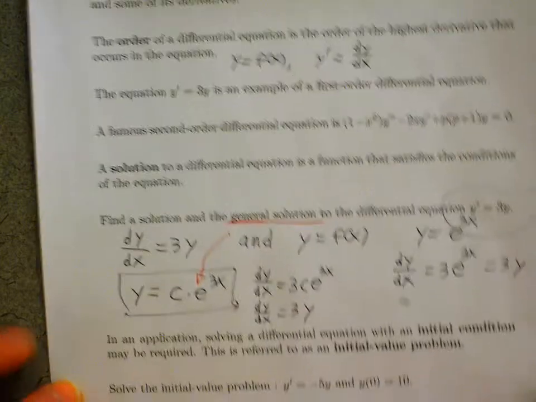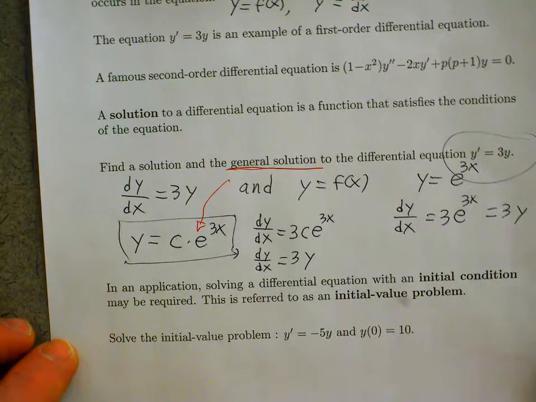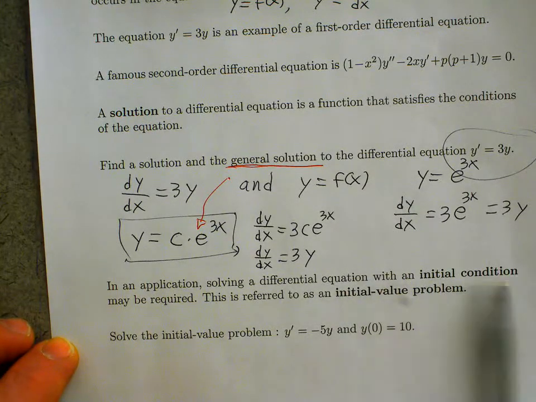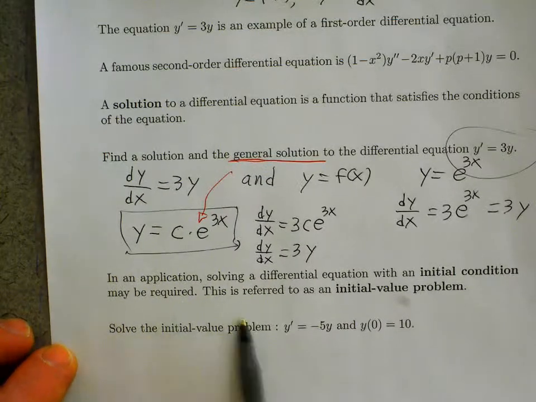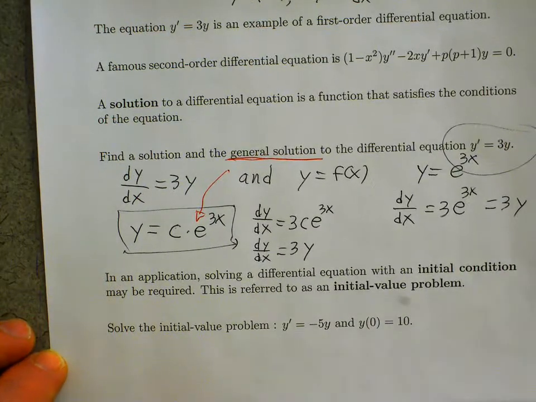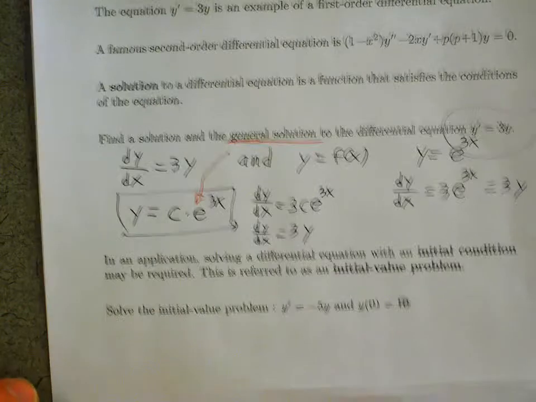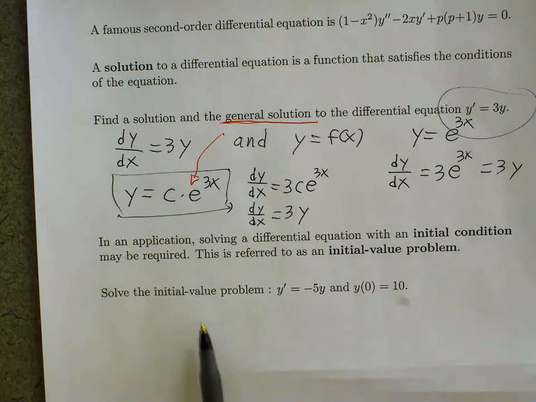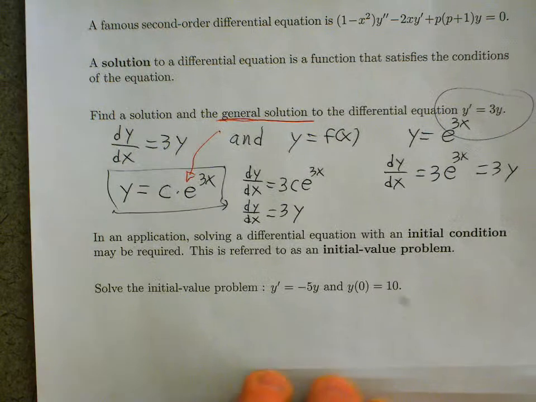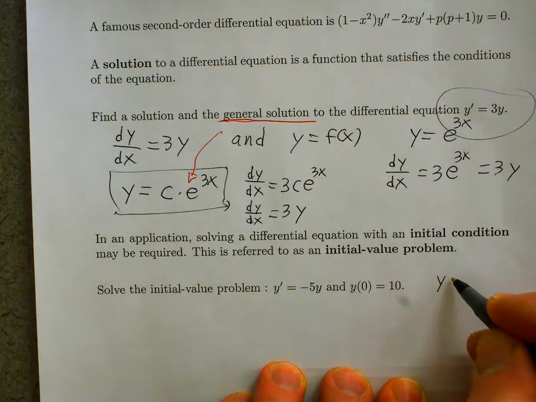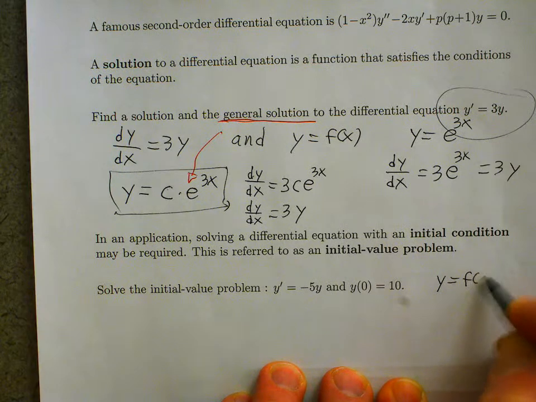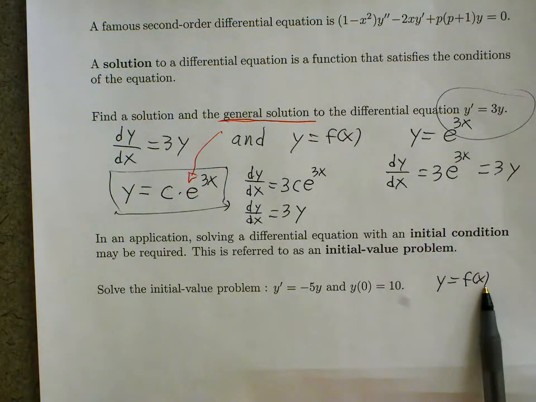In an application, solving a differential equation with an initial condition may be required. This is referred to as an initial value problem. So let's solve this initial value problem. This time we have y prime equals negative 5y, and y of 0 is equal to 10. Y of 0 equals 10 is the initial condition. We'll just assume that y is a function of x. And when x is 0, the y value is 10.